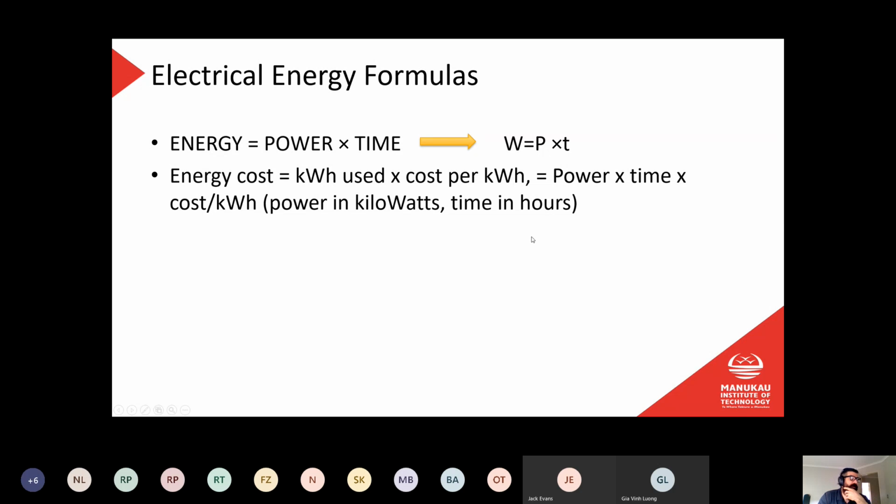So if we're working out the energy cost of something, we need to know how many kilowatt hours we've used times the cost per kilowatt hour. A good way to get a little bit of extra understanding of what we're talking about here is to go and have a look at a power bill, because you'll see the amount of kilowatt hours and then the cost per kilowatt hour, and that's how they work out your power bill.